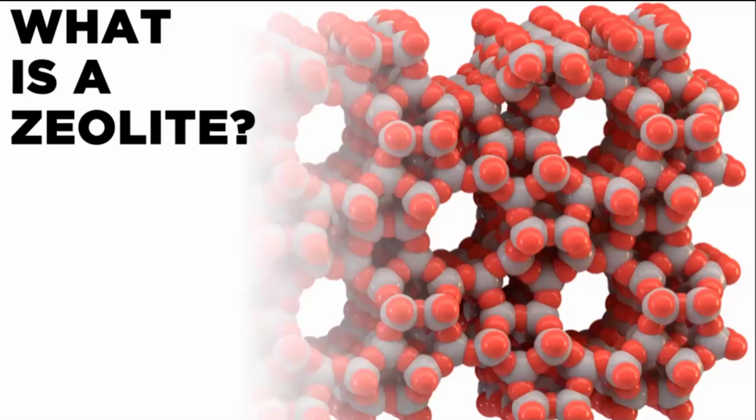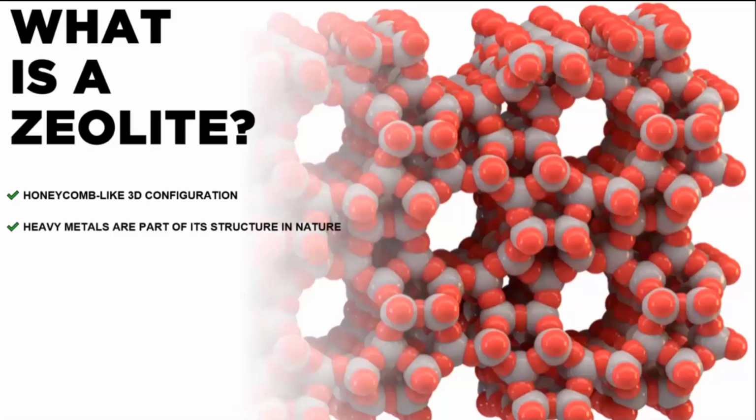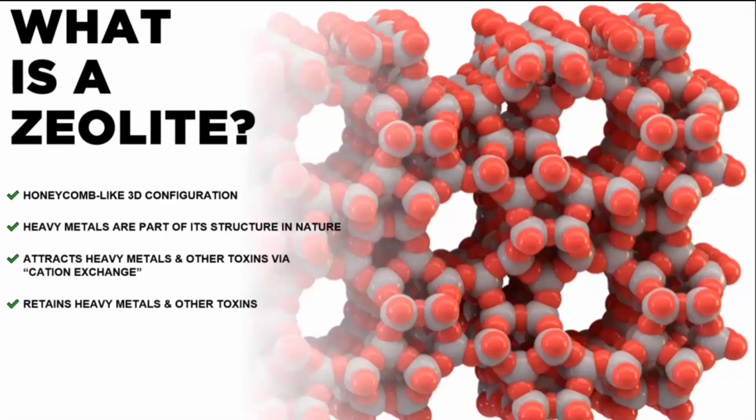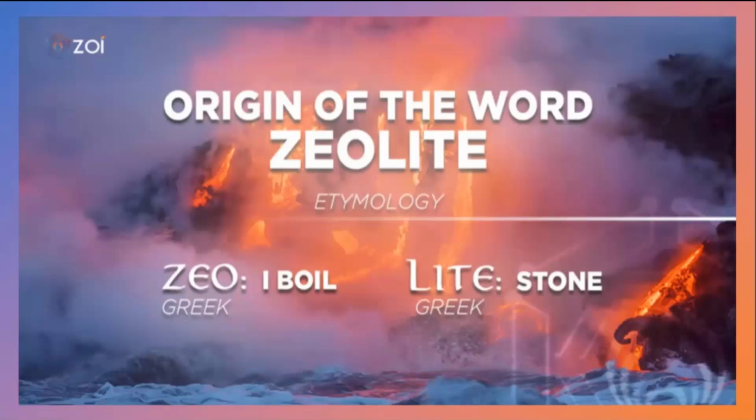So let's start with an understanding of what a zeolite is. A zeolite is a honeycomb-like 3D configuration structure. They have heavy metals, and heavy metals are part of the zeolite structure just by nature. The zeolite attracts heavy metals and other toxins via cation exchange. A very oversimplified example of this may be a magnet. A zeolite retains heavy metals and other toxins. This image shows the origin of the word zeolite.